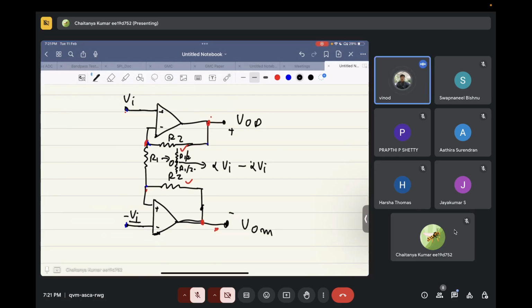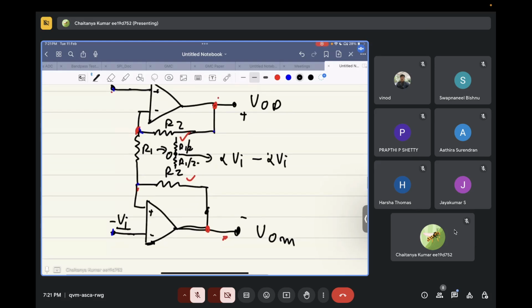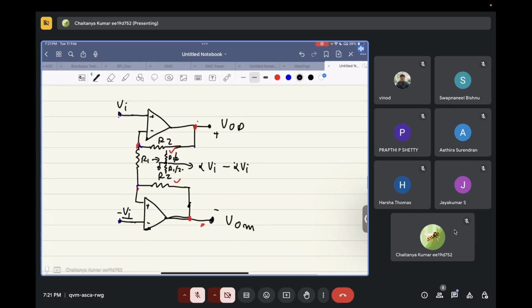Yes, sir. So if this node is zero, then even if I put a ground over here, that won't matter, right? Because this is zero anyways, if Vi and minus Vi are swinging at these nodes, correct? So if this is ground, this circuit can be split in two halves, right?